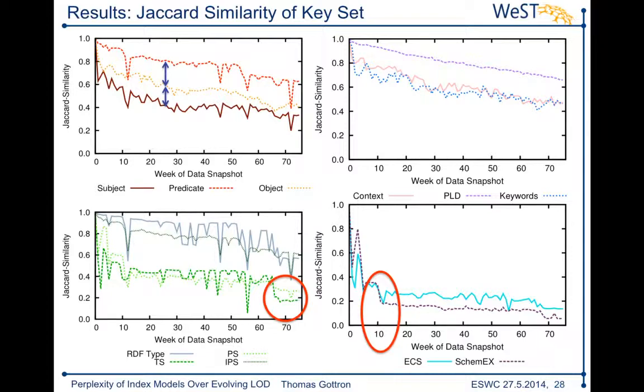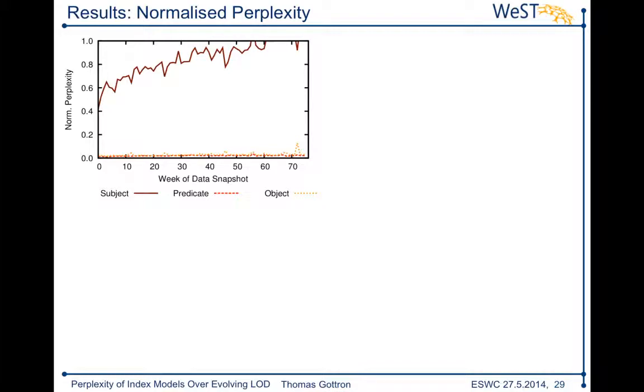However, we said this is just the elements that you have in the key set. It doesn't tell you very much about the accuracy in estimating distributions. So let's take a look at normalized perplexity. If I look at the normalized perplexity of the triple-based indices, one thing becomes immediately obvious: while the predicate and the object-based indices have a very low normalized perplexity, the subject-based index has a high normalized perplexity, and around week 55 you arrive at the point where assuming a uniform distribution would give you better values, because the normalized perplexity has a value higher than 1.